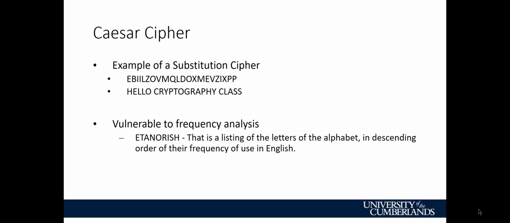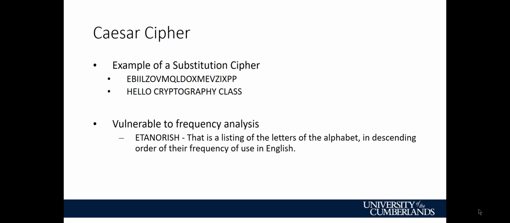So as you can see here, the first line is a substitution cipher. If you take that very first line, all jumbled together, you could decipher it with the Caesar cipher, and it would say hello cryptography class. But it was vulnerable, and it was vulnerable to frequency analysis.